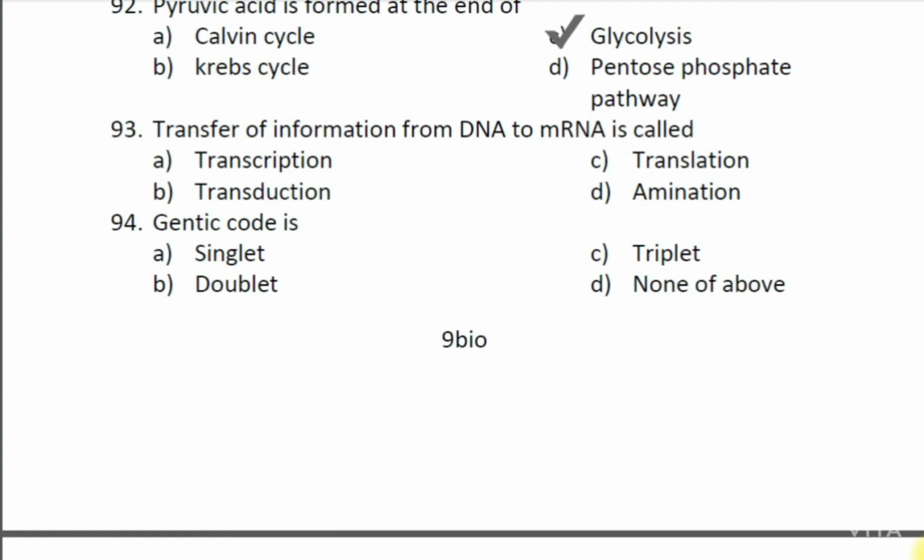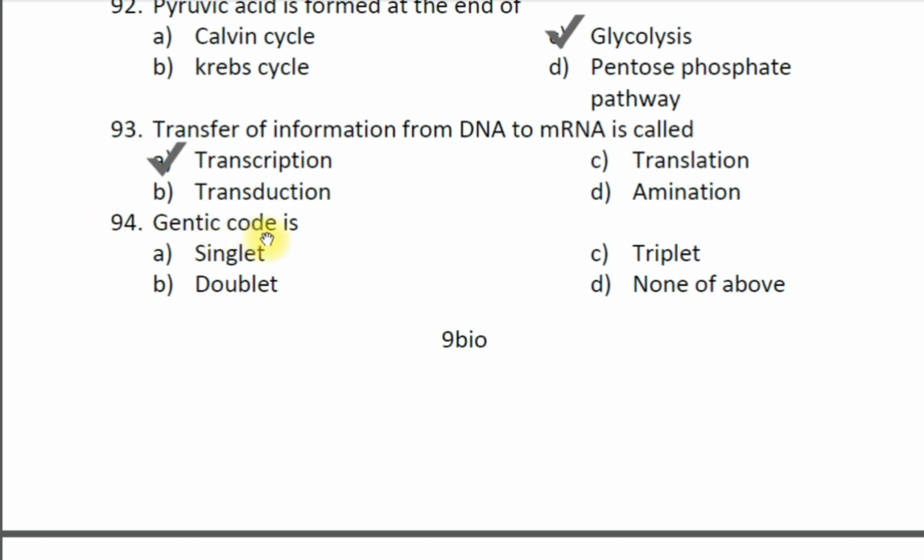Question 93. The transfer of information from DNA to messenger RNA is called. It is a very simple question. I know every one of you will answer it correctly. Option A, transcription. Option B, transduction. Option C, translation. Option D, animation. The correct one is option A, which is transcription.